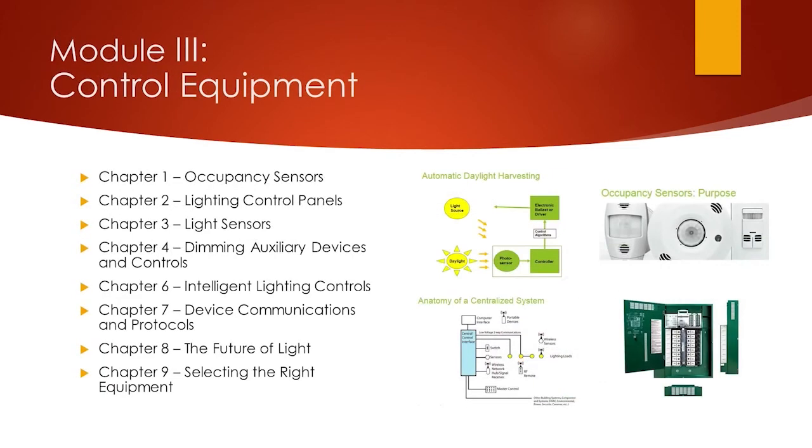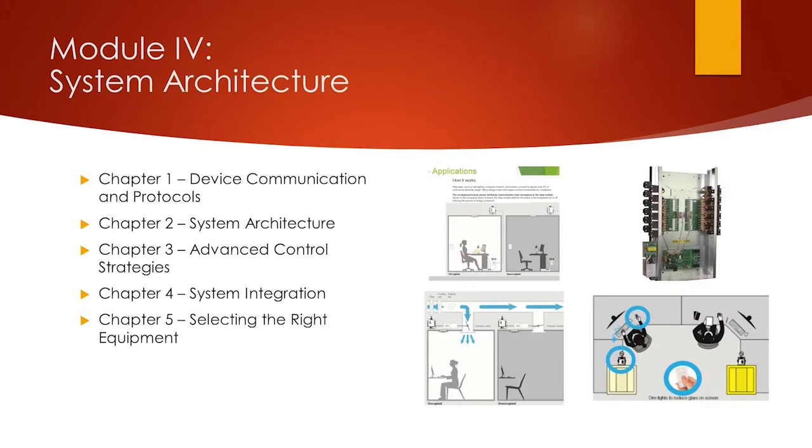Module 3 is control equipment. This breaks down the different options that there are. There's going to be occupancy sensors, control panels, light sensors, dimming, intelligent lighting controls, which you've probably heard a lot about. This will dive into that. Device communications and protocols. Is it Bluetooth? Is it mesh? Bluetooth mesh? Is it Wi-Fi? What might it be? It talks about the different options there. The future of light, and then selecting the right equipment.